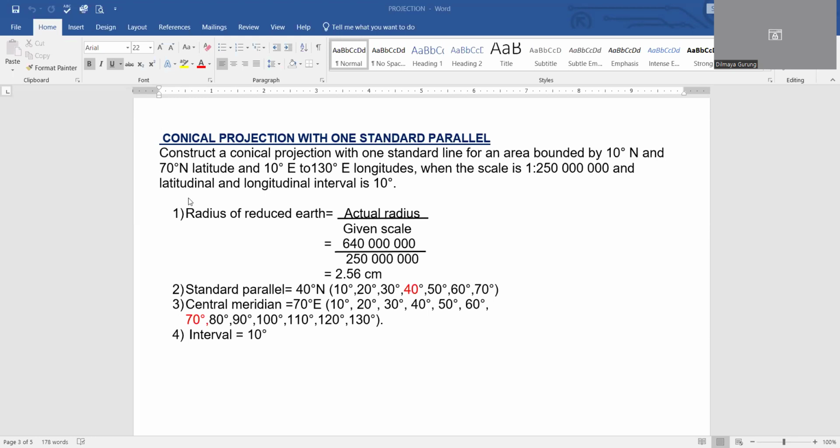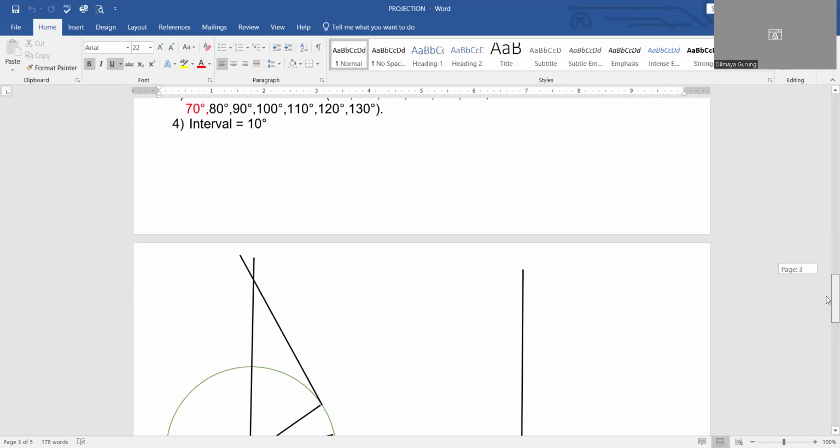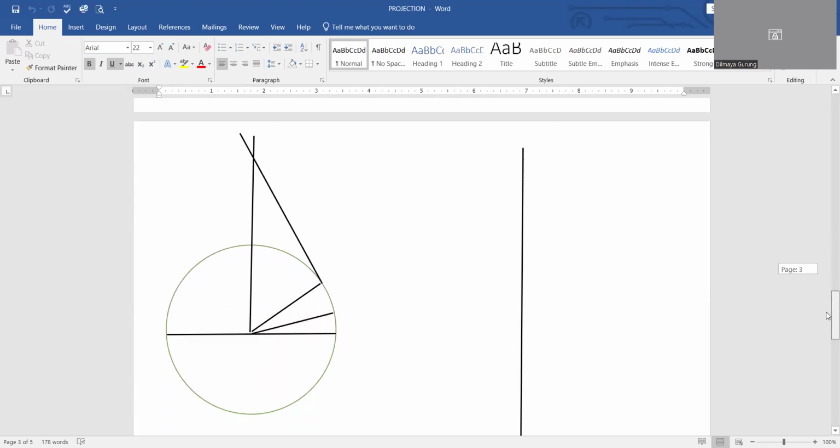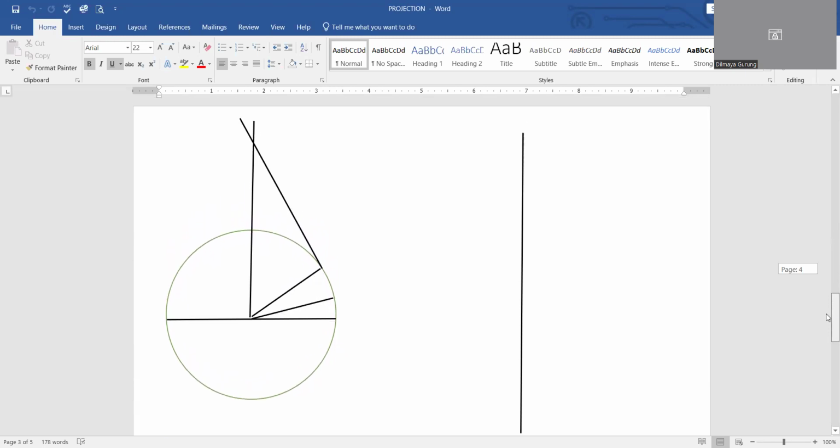Okay, first let's do a quick revision of what we did in part 1. In part 1 we learned how to find the radius of the reducer. This is the formula, and after solving we got the answer 2.56, which after rounding up we will take as 2.6 centimeters. Standard parallel is 40-degree north, central meridian is 70-degree east, and the interval is 10 degrees. This much we had discussed in our part 1 video. Using this calculation, we had made our first diagram also. So today we'll start with the final diagram, how to make the conical projection.